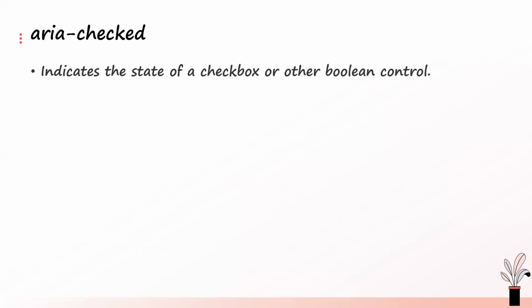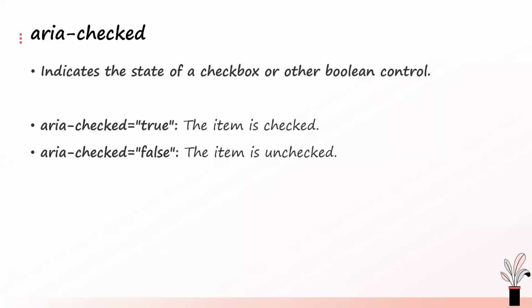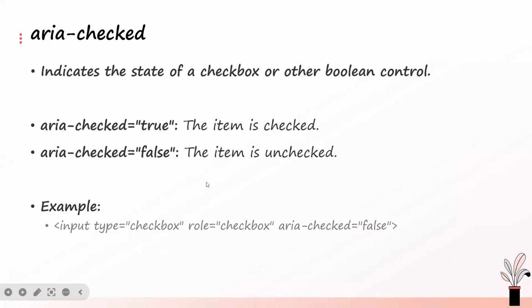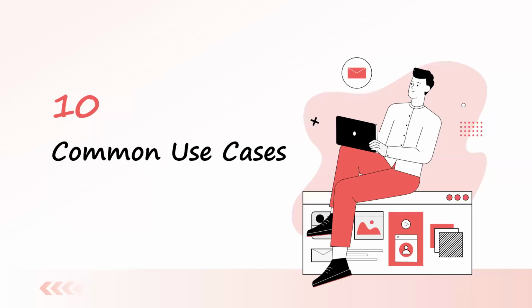Aria-checked indicates that the state of a checkbox is either true or false. So you know this already. I can dynamically update this whenever I click on a checkbox, I can update the aria-checked to be true or false. So when it is true, it means that the checkbox is checked. When it's false, it means that it is unchecked.